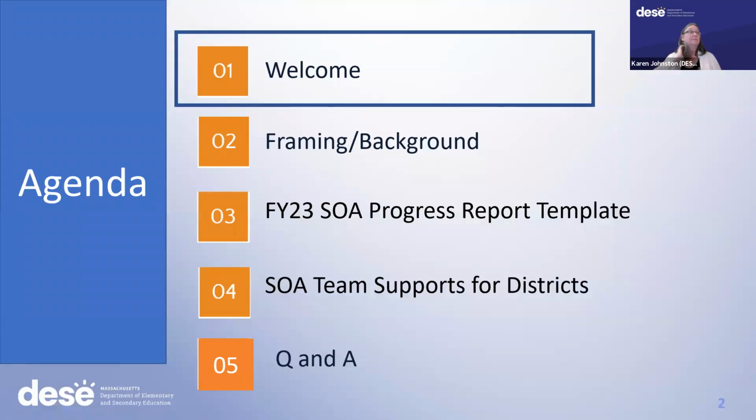So during the webinar, I'm going to give you a little bit more of a welcome than I've done already. We're going to do a little bit of framing and background, as a reminder of why districts are preparing, developing and implementing Student Opportunity Acts and providing progress reports. And then we'll spend the bulk of our time actually walking through this year's template. And then towards the end, we'll cover some information about supports that are available to districts during this progress report reporting phase in case anyone needs assistance along the way. And then we'll offer an opportunity for districts to ask questions.